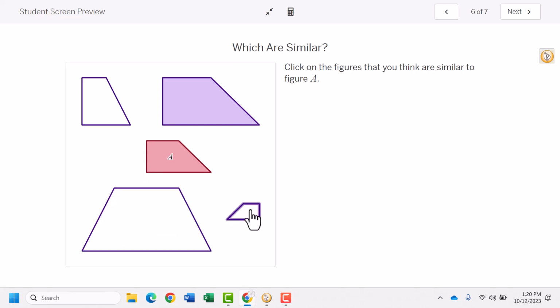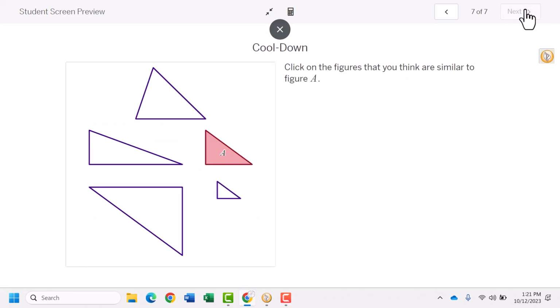This one over here looks like I did a reflection. I flipped it over and then shrunk it and translated it too. But it's the same proportions. I'm going to say that one's correct as well. And we'll do one more like that. Again, we're going to click on the figures that you think are similar to figure A.